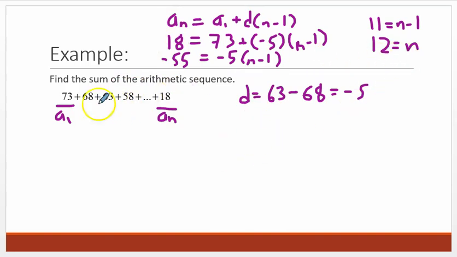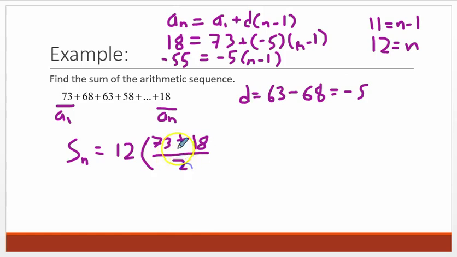So now that I know n, I know a sub 1, I know a sub n, we have everything we need to find the sum. So s sub n is equal to the number of numbers I have, which we just determined as 12, and then it's the first term in the sequence plus the last term in the sequence, and this always gets divided by 2 because I'm averaging and I'm adding two numbers together. So how many numbers did I add? Divide by that same number.